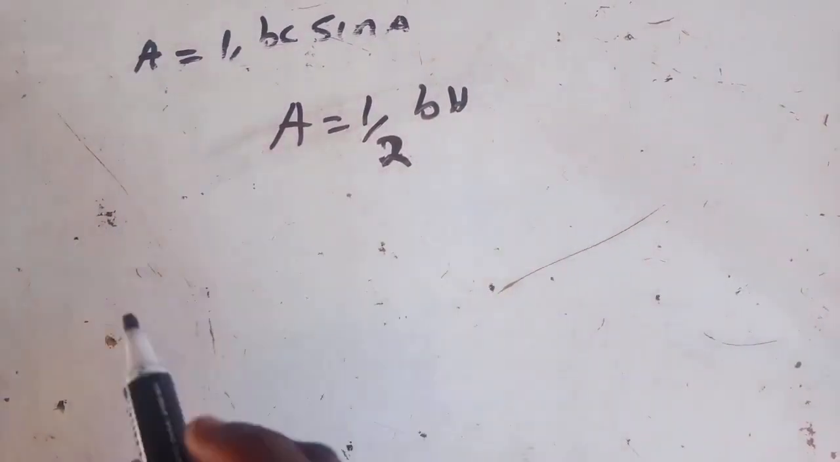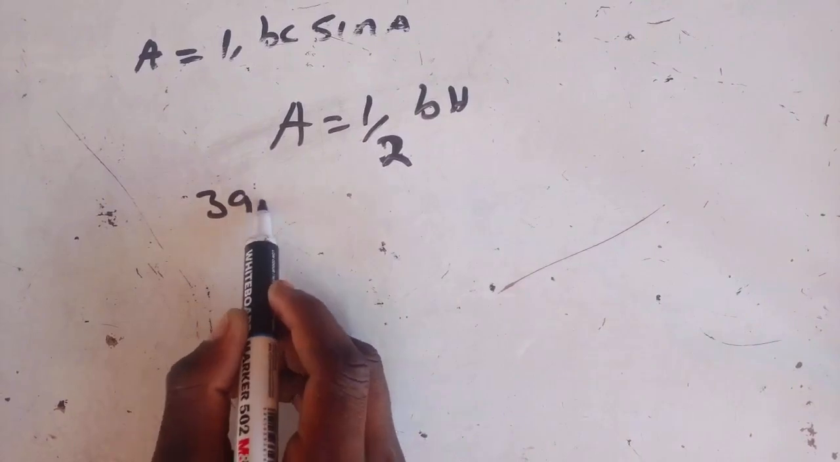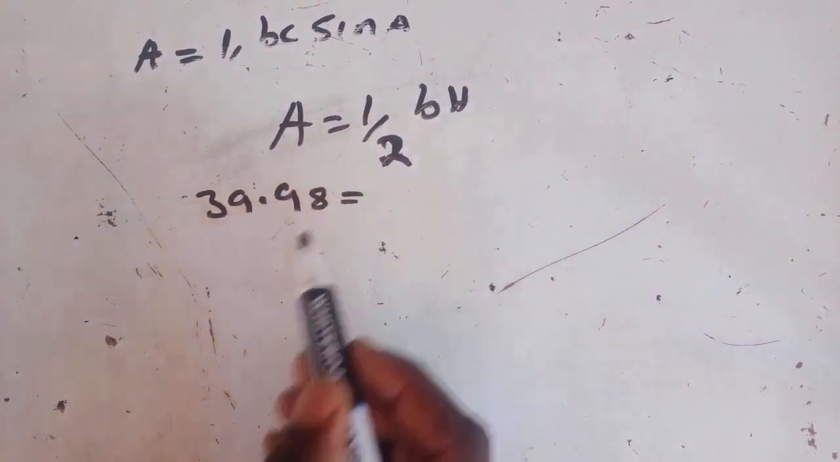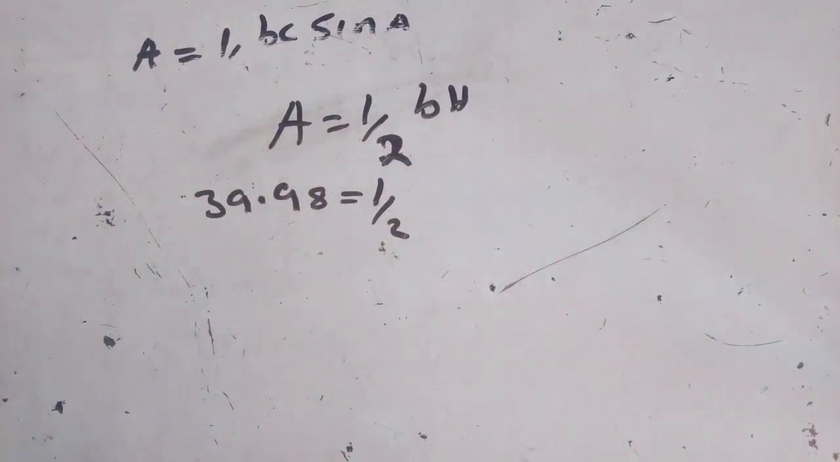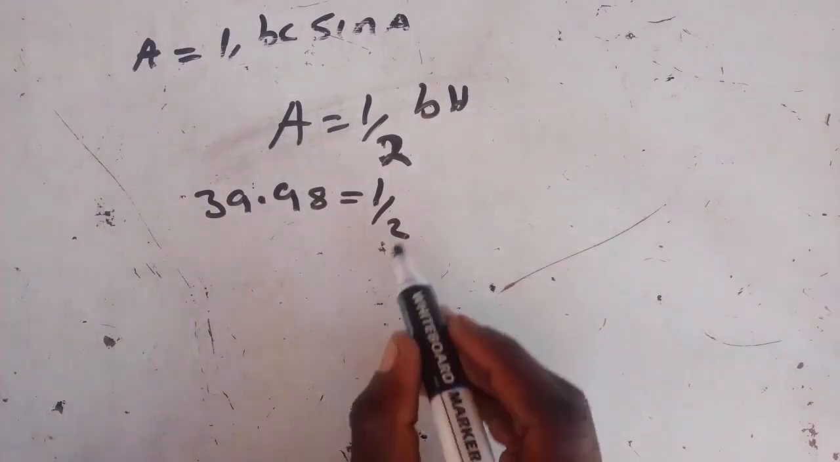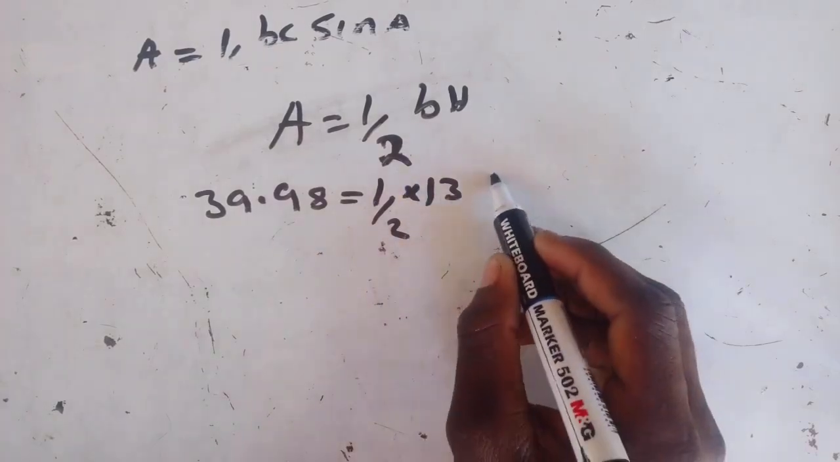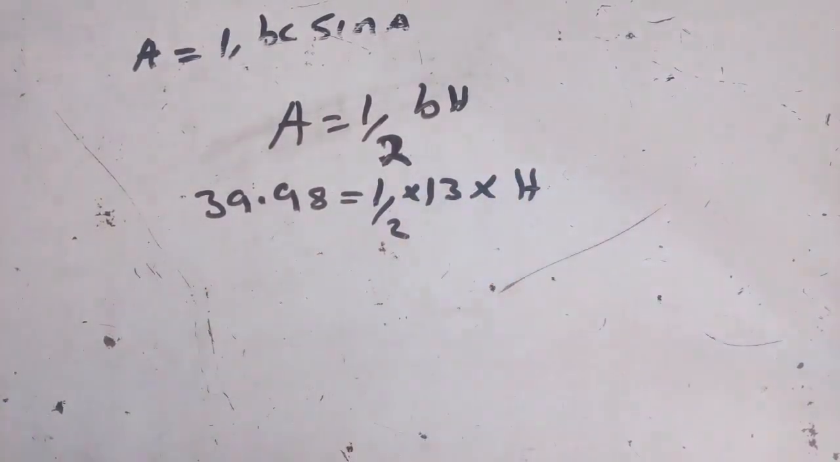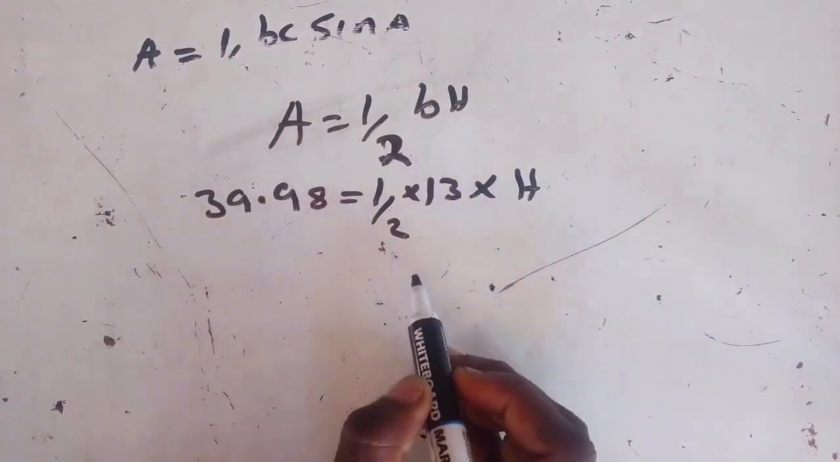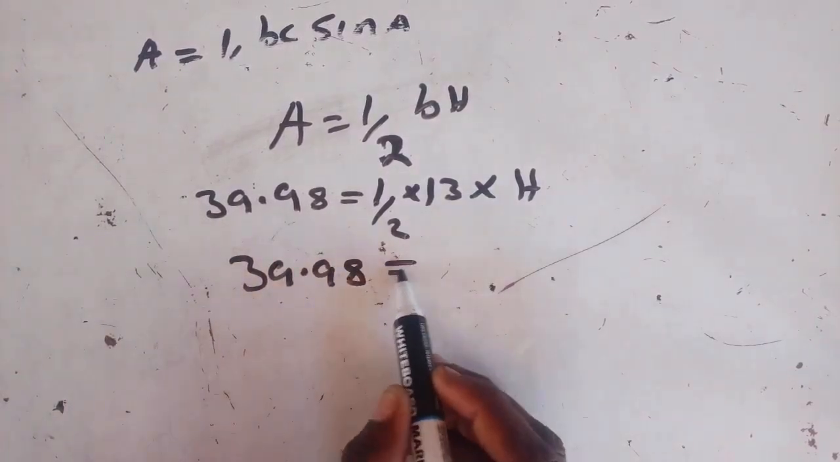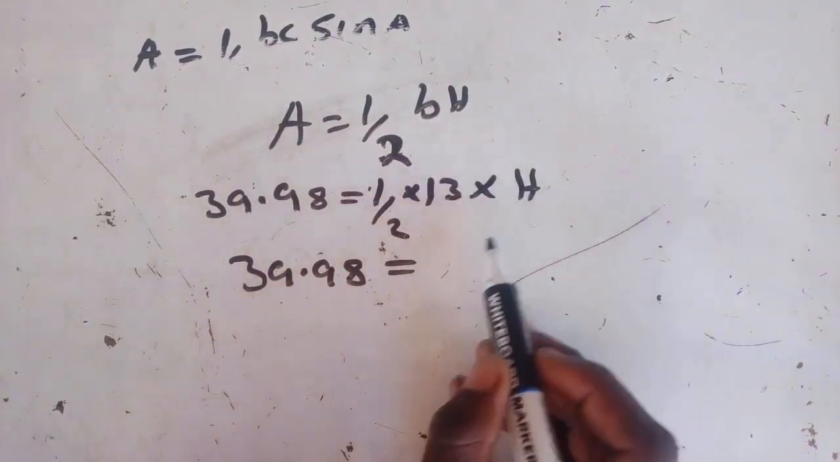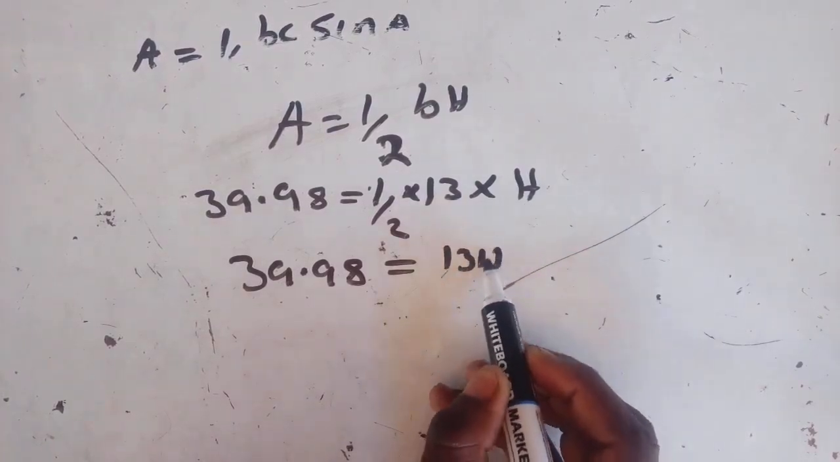Let's now proceed. Our area we found to be 39.98 is equals to 1 over 2 b, which is KN. We have been told the shortest distance from M to KN, so KN is going to be our base. We found KN to be 13, multiplied by our h, which we don't know. So we can write 39.98 is equals to 1 multiplied by 13 multiplied by h, which gives 13h over 2.